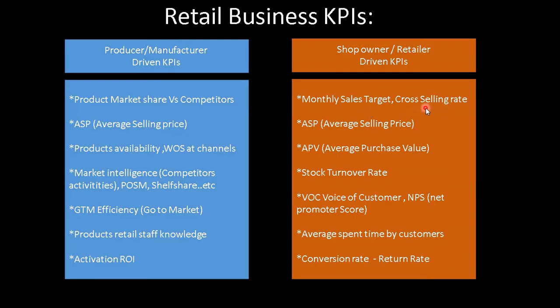You will be looking as well at the average selling price, or the average basket value. You will be looking as well at the stock turnover rate. You will also look at some of the indicators that talk about your consumers and how they perceive your store. We talk about voice of customers, and something called the Net Promoter Score, or the NPS. You will also be monitoring the average time customers spend in your shop.